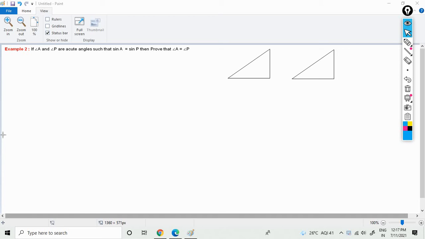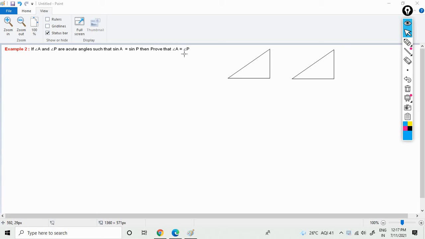Hello everyone. Now we are going to see example 2. If angle A and angle P are acute angles such that sin A is equal to sin P, then prove that angle A is equal to angle P. So first of all, you need to understand the problem clearly.